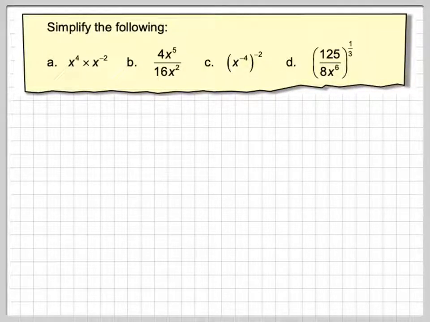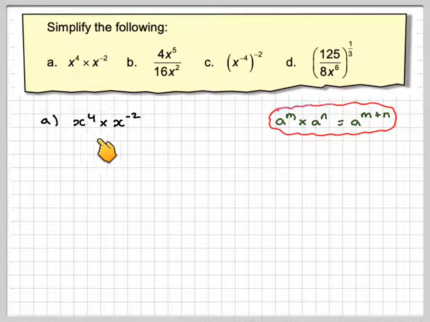Right, in this video we're going to be working with letters and using the rules of indices. So, simplify the following: a) x to the fourth times x to the minus 2, b) 4x to the power of 5 over 16x squared, c) x to the minus 4 raised to the power of minus 2, and d) 125 over 8x to the 6 to the power of 1/3.